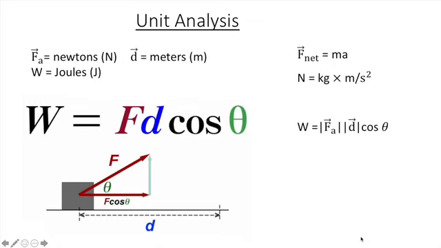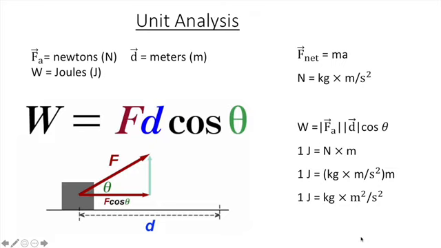If we look at the work equation and do the same thing by analyzing the units, we would see that 1 joule is equal to 1 newton meter, as forces are measured in newtons and displacement in meters. And we found before that 1 newton was just 1 kilogram times meters per second squared. So if we sub that in for a newton, we find that 1 joule is equal to 1 kilogram times meters squared over second squared, which is really just another way that's used to describe a joule.